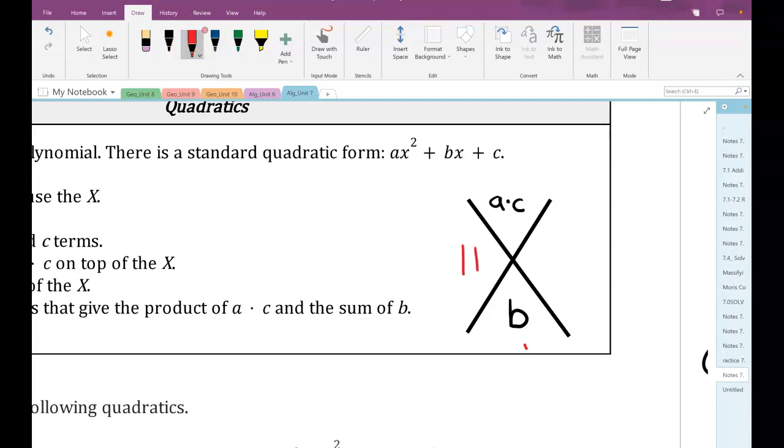We fill in these two, which we can call our givens. We know what those are right off the bat. We have to find these two numbers on the side. And again, they add to the value b, and they multiply to the value a times c.